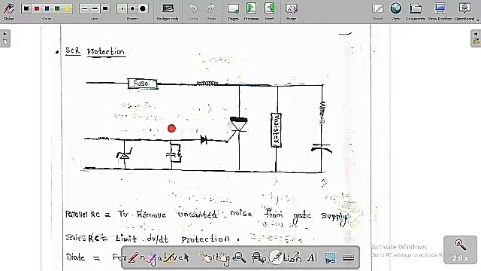Fuse protects from large currents. If large currents are going to enter, then the SCR gets protected. So whenever the current is greater than the rated current, this fuse is going to blow off. Therefore it is going to protect at large currents.